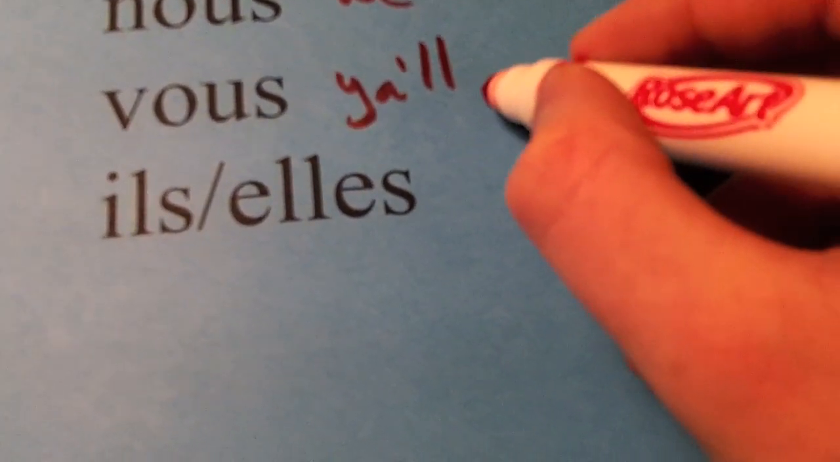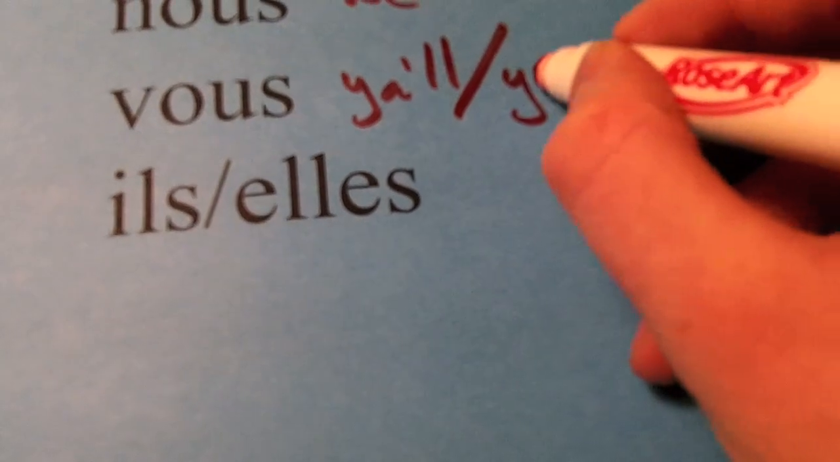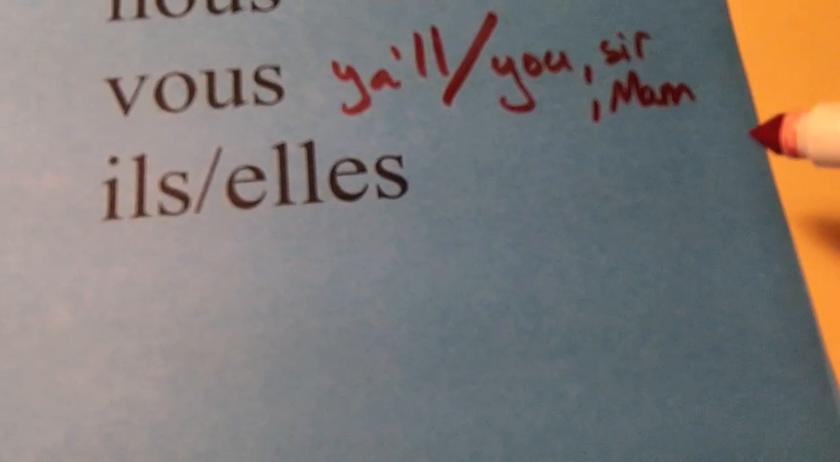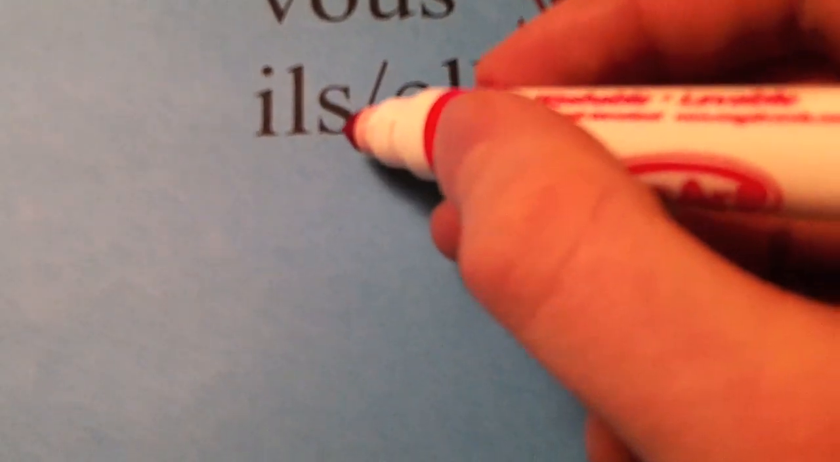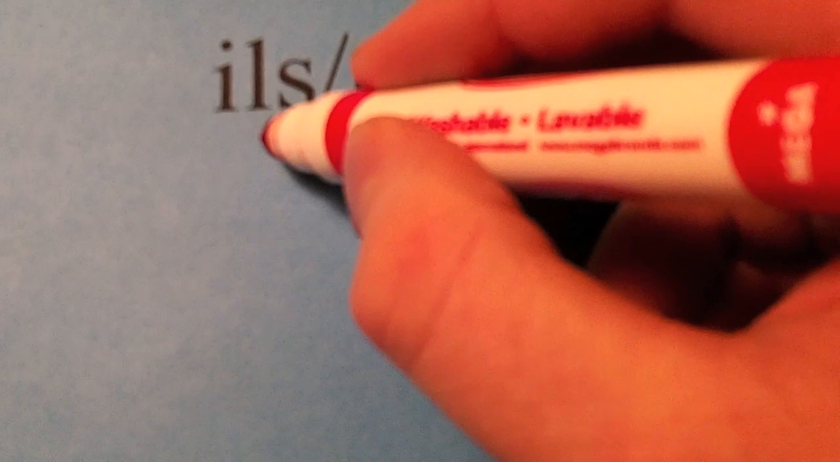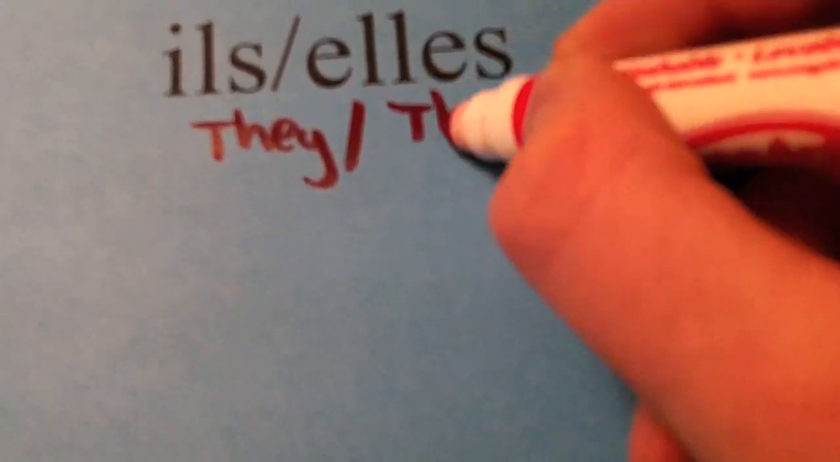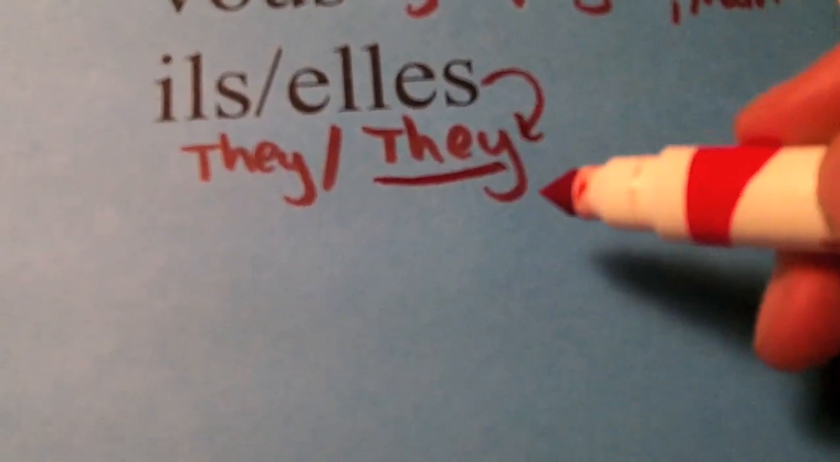Vous means y'all. Or, when you're talking to just one person, you, sir or ma'am. It's used when you're addressing an adult. And ils and elles. Ils meaning they, and elles meaning they, except that elles is used only in a situation in which all of the members of they are women.